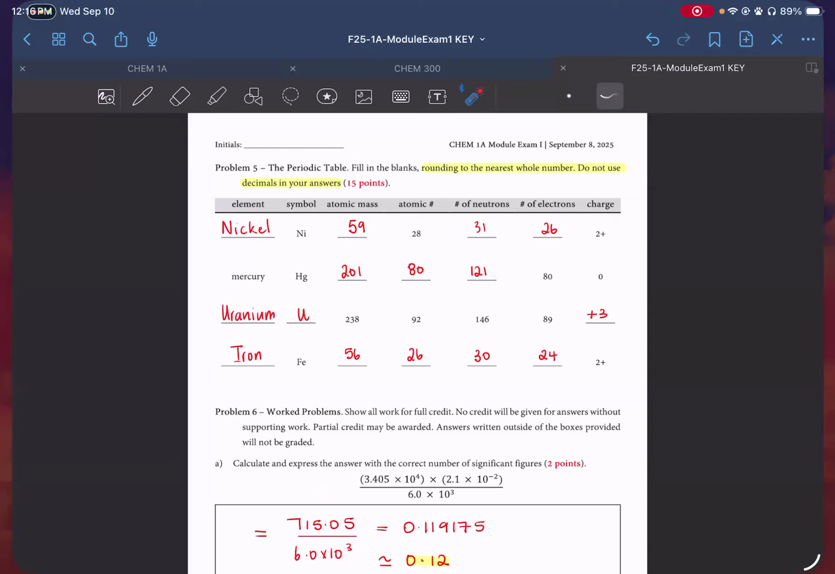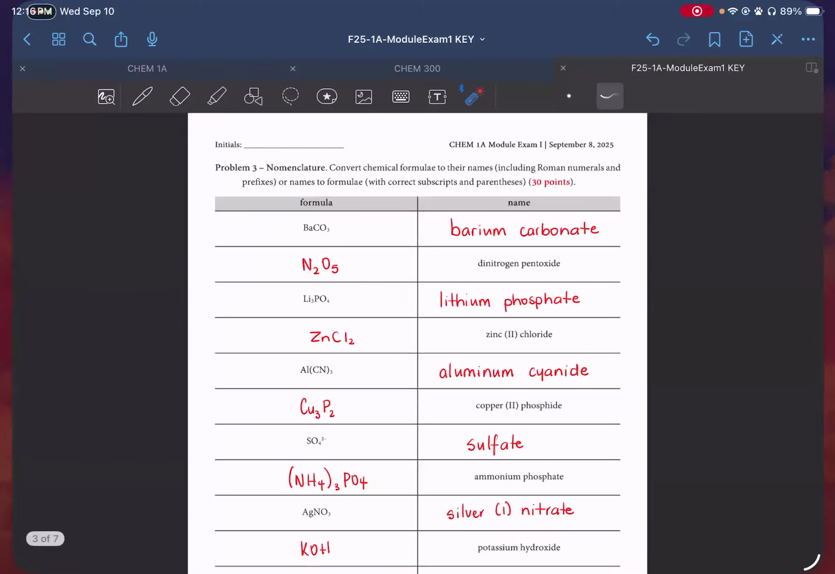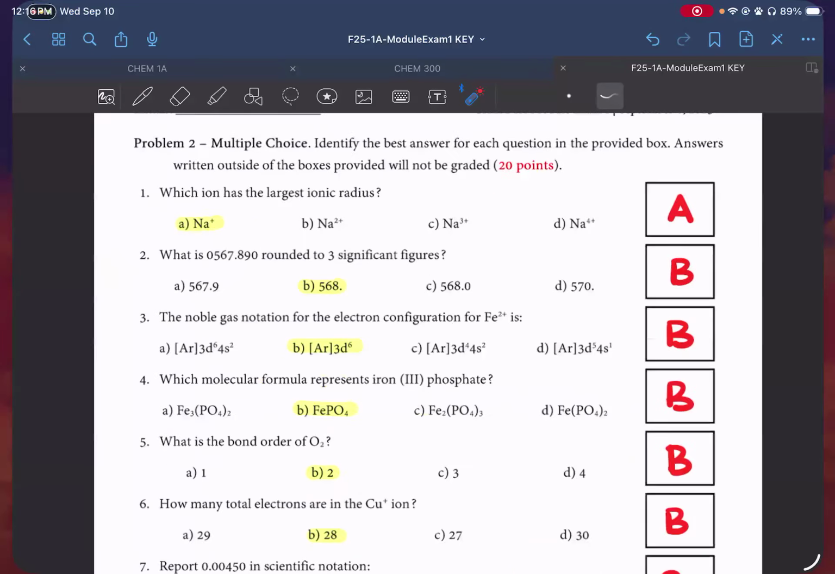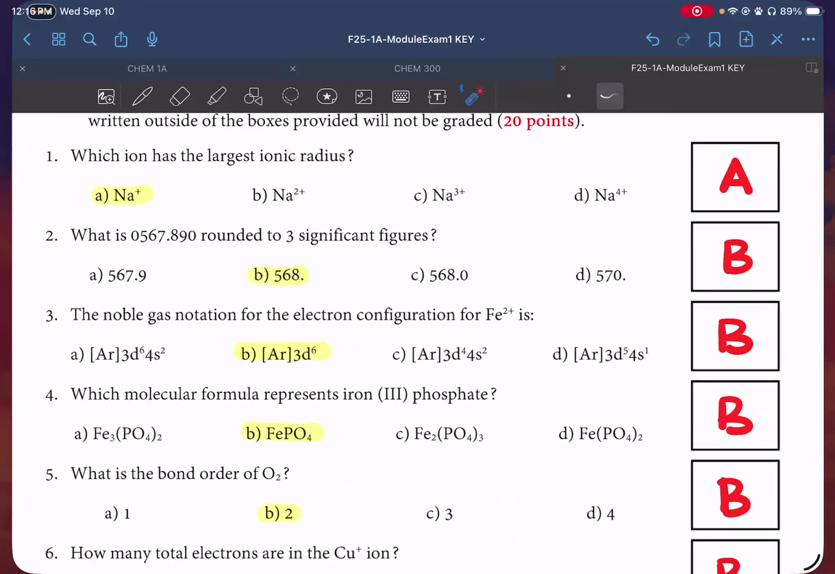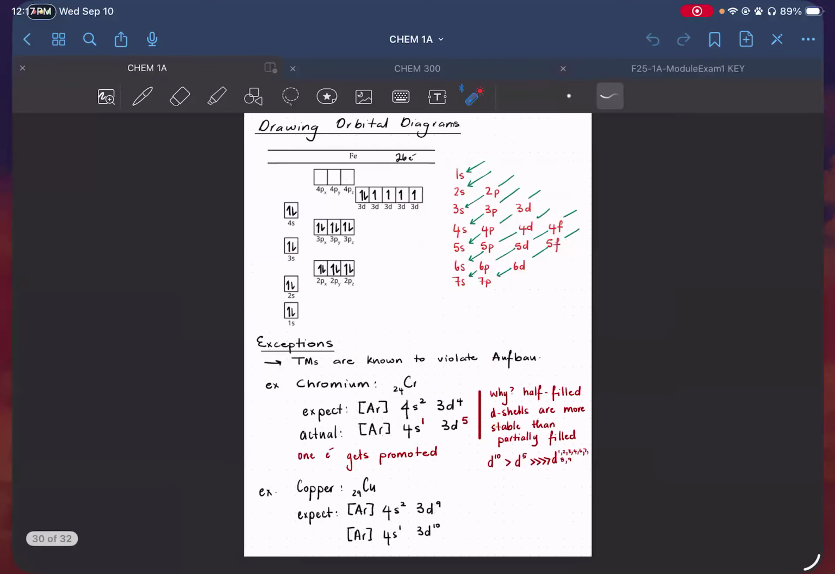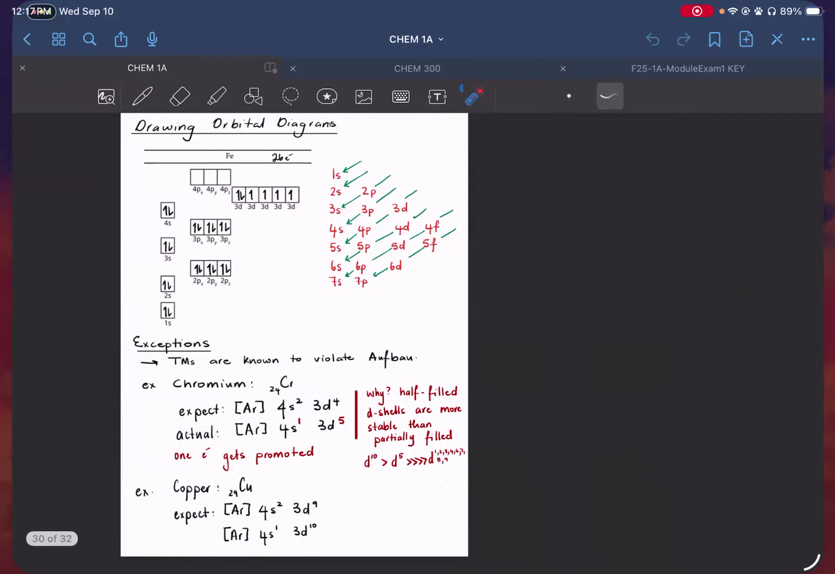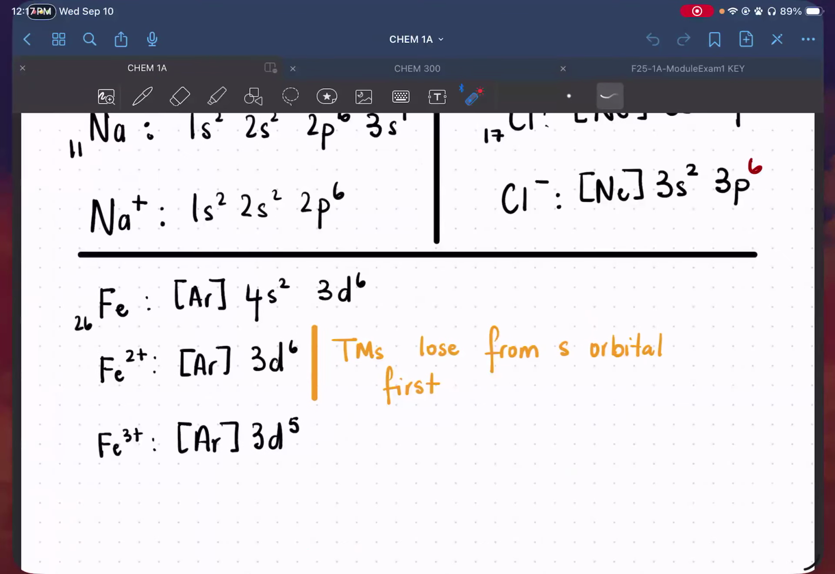What's up? Yep. Let's see if I can find it on our notes. Right here in orange, transition metals lose from s orbital first. And I actually gave the exact example on the exam, Fe2+. I do that a lot. I use questions and examples from my notes and put them on exams.